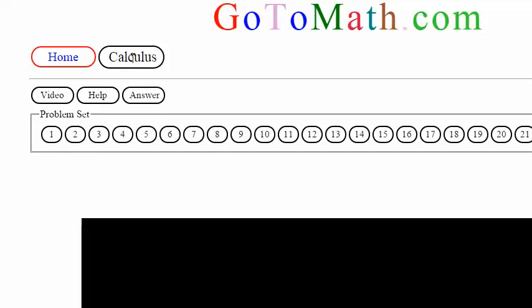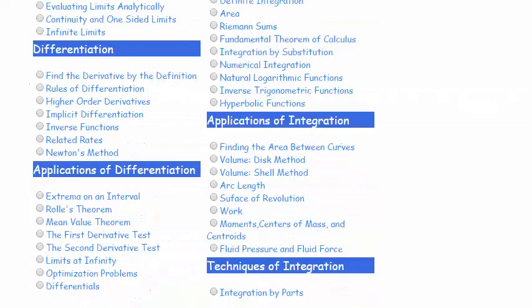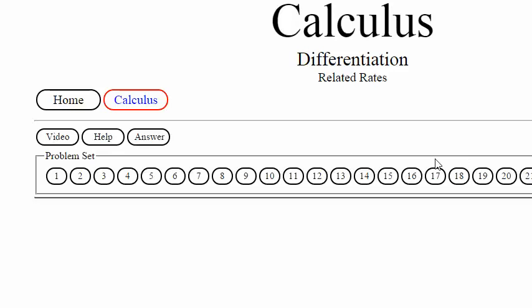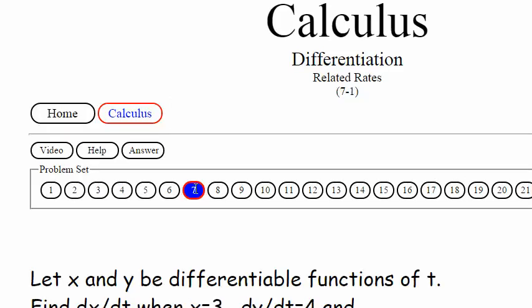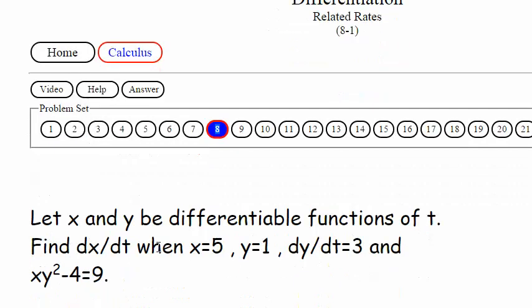Alright, we're at go-to-math.com. Let's click on the calculus button and go down to related rates, making sure there's not a 7.3 in there. 8.1, we're moving right along.